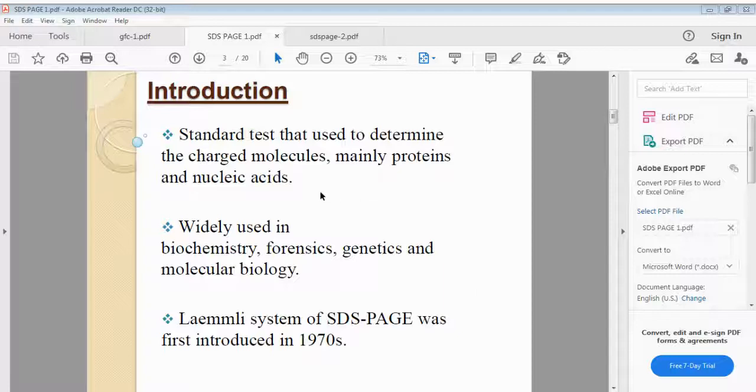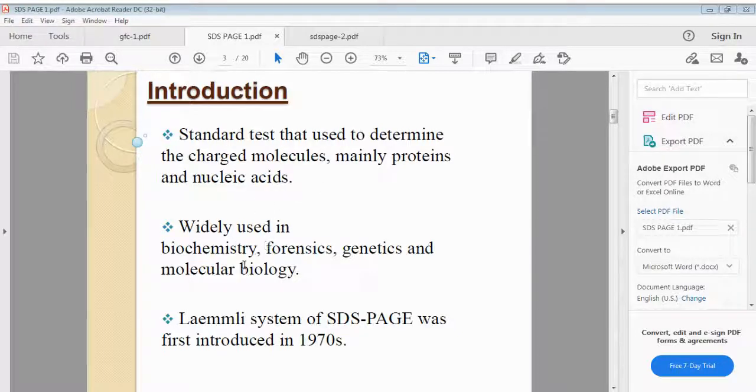What do you think? What is it used for? SDS page is used for the separation of proteins, mainly proteins, but it can also be used for the separation of nucleic acids. Okay, but commercially, you would have heard that SDS page is used mainly for the separation of proteins, whereas agarose gel electrophoresis is used for the separation of nucleic acids. Okay, so this is what it is.